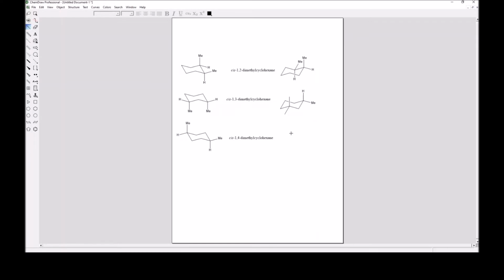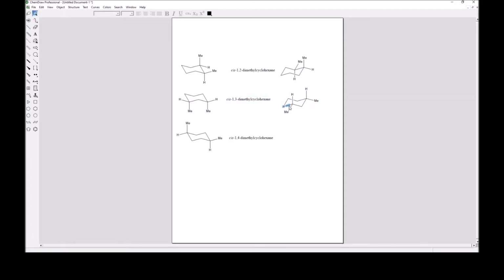So I kept everything in the right orientation. I just ring flipped it. So the hydrogen went from equatorial to axial. The methyl group went from axial to equatorial. This methyl group is going to ring flip to the equatorial position, and the hydrogen will ring flip to the axial position. I'm going to check to make sure that it's still cis-1,3-dimethylcyclohexane.